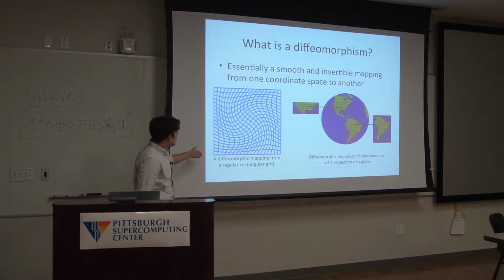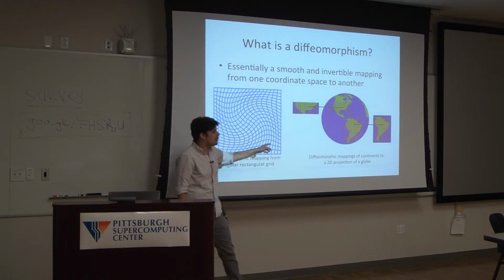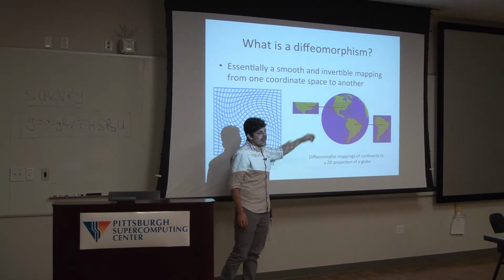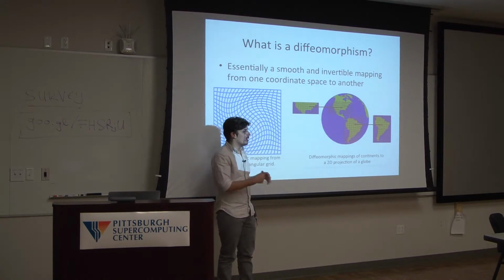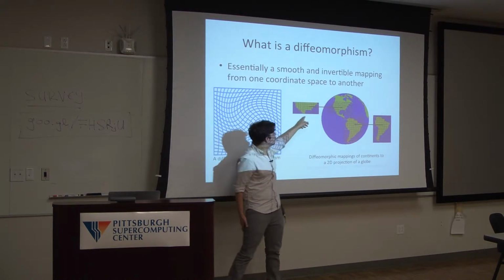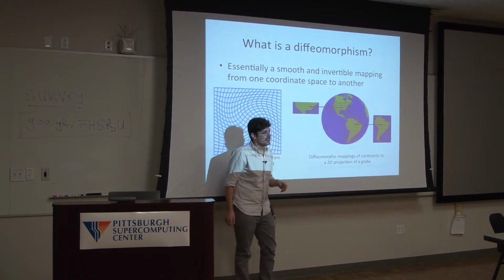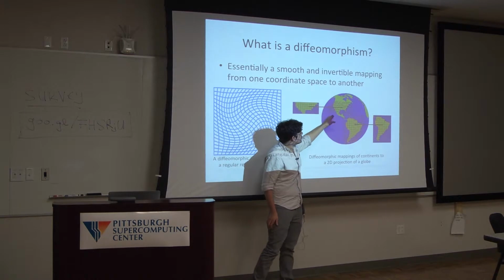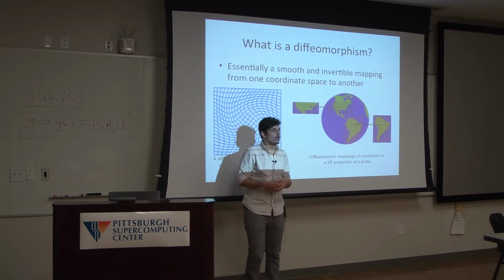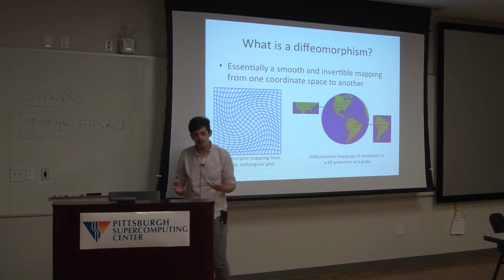Here's an example of a diffeomorphic mapping from a regular rectangular grid to a distorted surface. And you can think of this as something like taking a two-dimensional map and mapping it so features correspond in a one-to-one manner from a two-dimensional shape to maybe a 2D projection of a globe. So this mapping allows you to correspond one feature to another feature in 2 sets of images.